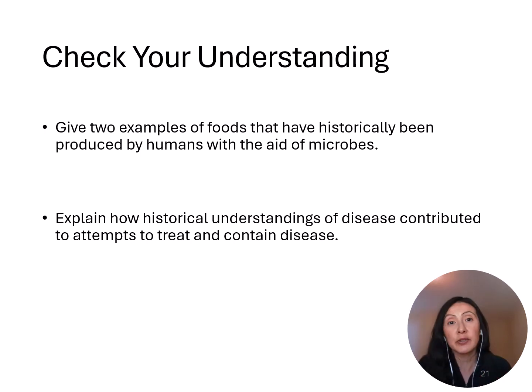For the second one, explain how historical understandings of disease contributed to attempts to treat and contain disease. We just saw several examples, such as quarantining. We have sanitation systems like that Cloaca Maxima. We have early scientific observations like Thucydides, who found that people who survived the plague didn't get reinfected. Also Varro, who said that there were probably invisible creatures or tiny creatures in the air that could cause disease. So go back and see if you can answer these.